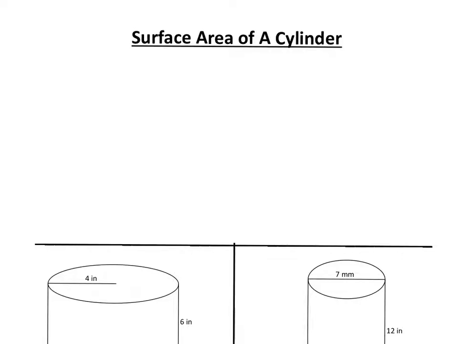Surface area of a cylinder, in my mind, is easy in that it's going to be a formula that you just have to memorize. The bad part is that it's a formula that you just have to memorize. For surface area of a cylinder, once again, surface area deals with the outside. And there's two parts to the formula. Because if we're dealing with the outside, we have to think that we have two circles and we have a lateral surface.